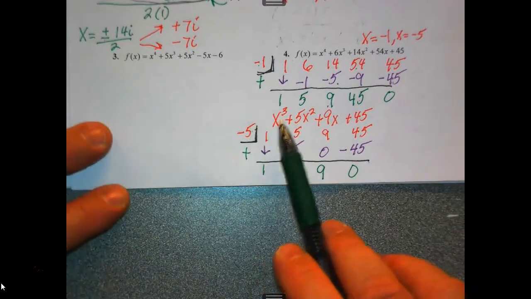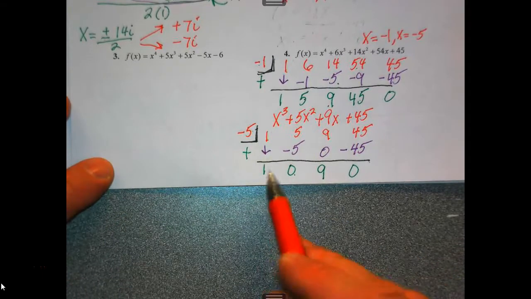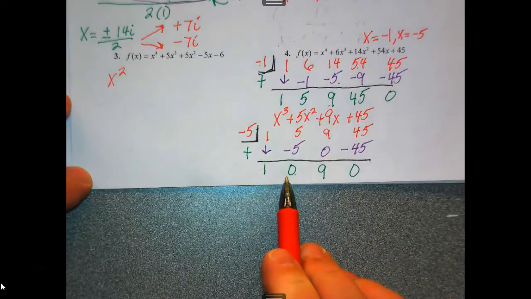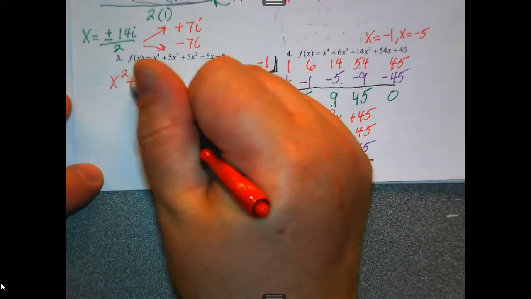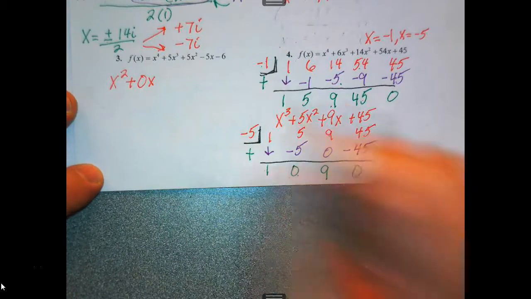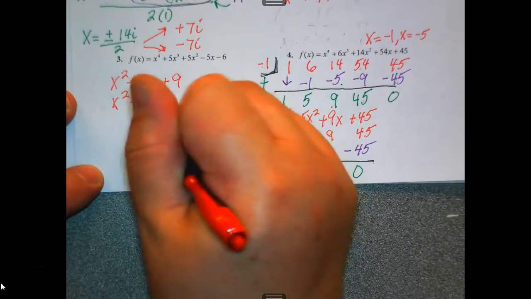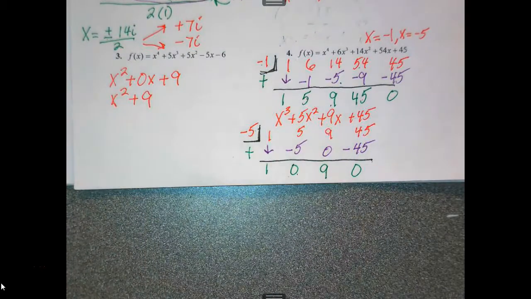Okay, now where we're at. We were at x cubed, so now we're at 1x squared plus 0x plus 9. So I have x squared plus 9. Can anybody factor that now? We're down to a quadratic. So what are we going to have to use? That's right, it's the quadratic formula.